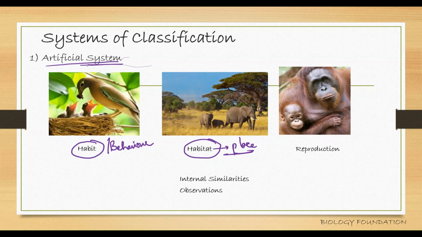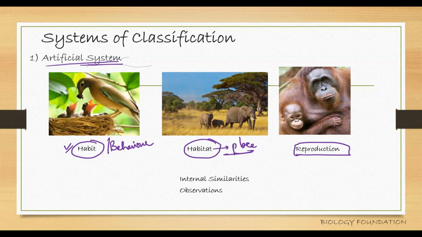So the artificial system of classification is based on habit. Habit is basically the general behavior that an organism shows. Habitat is the place where the organism lives, and also the type of reproduction that the organism shows. If you remember, in my last video we discussed oviparous and viviparous organisms. Oviparous means these generally lay eggs, while viviparous organisms directly give birth to young ones, right?